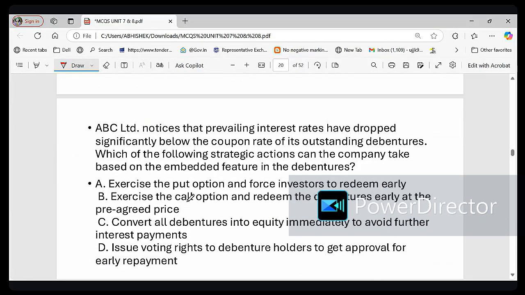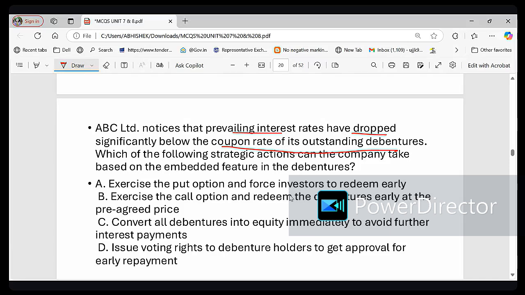Now after 3 years, interest rates in the market have fallen. The prevailing interest rate has dropped below the rate on this debenture. So the market interest rate has fallen below the coupon rate on the debenture, right? So if the interest rate drops in the market, is it good or bad for the company? Type good or type bad?